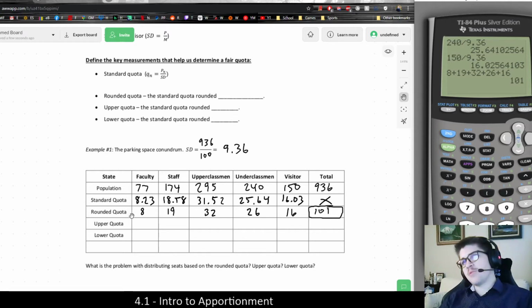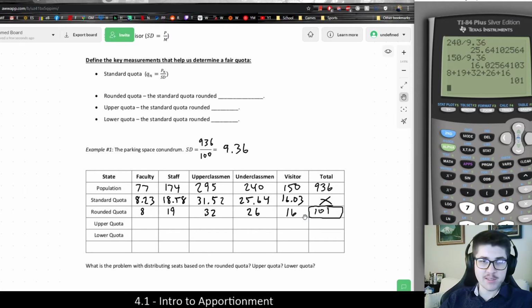But in this case, using the rounded quota, here's the issue: if we just do a perfect division of all the objects, we're going to almost always get a bunch of decimal numbers. If we just round them off normally, it doesn't actually add back up to what we're trying to do. Our goal was to distribute 100 parking spaces to each of those groups, but what we actually did in this is give out 101.